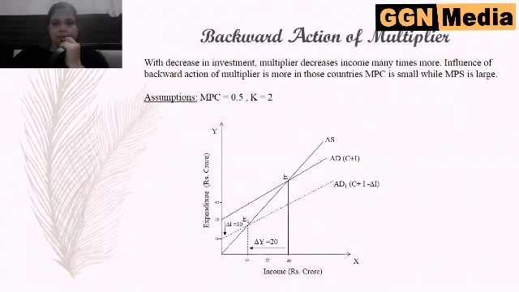if there is change in investment of 10 crore rupees, the income will decrease 2 times more. That means we'll move from E to E1, from 30 to 10. The second equilibrium point is E1, at which income is equal to 10 crore rupees. Initially the income was 30 crore rupees. Now as a result of decrease in investment, income moves from 30 crore rupees to 10 crore rupees. It means change in income is equal to 20 crore rupees. The multiplier is equal to 2.